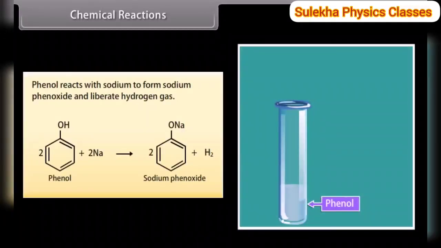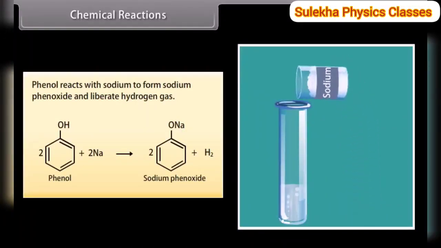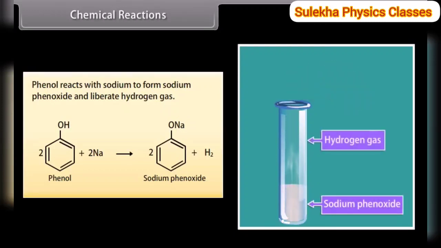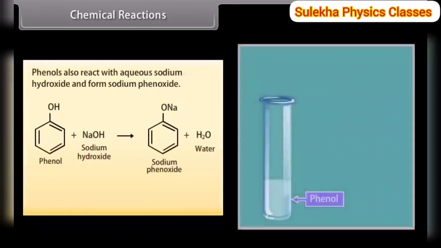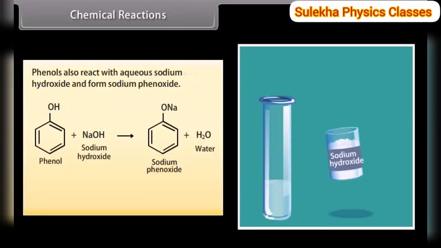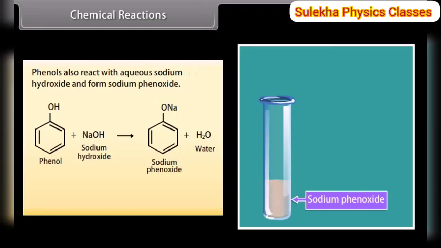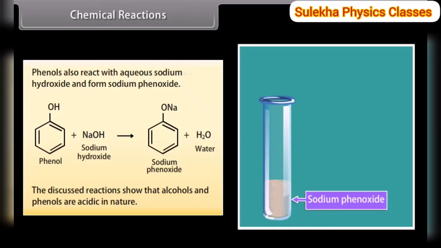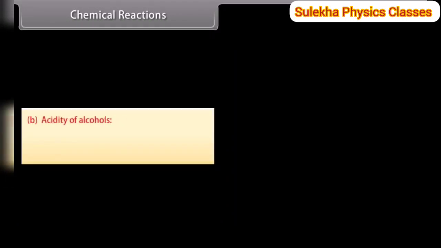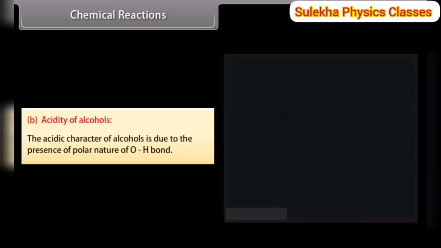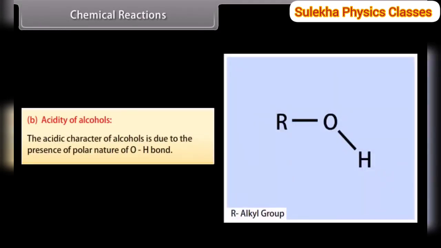Phenol reacts with sodium to form sodium phenoxide and liberate hydrogen gas. Phenols also react with aqueous sodium hydroxide and form sodium phenoxide. The discussed reactions show that alcohols and phenols are acidic in nature. Acidity of alcohols. The acidic character of alcohols is due to the presence of polar nature of OH bond.